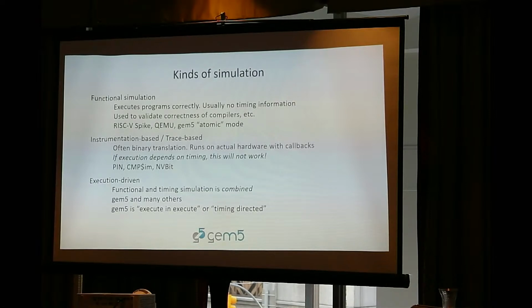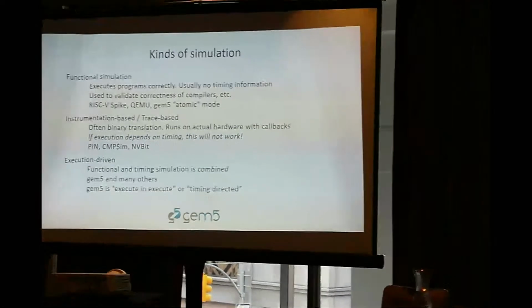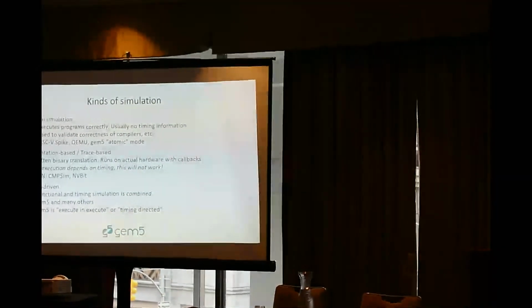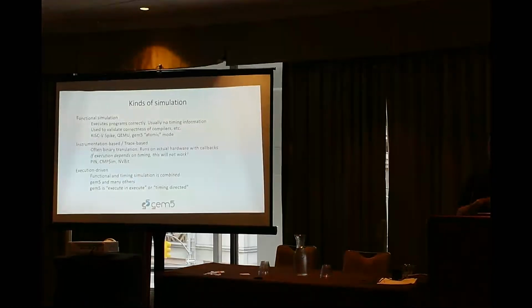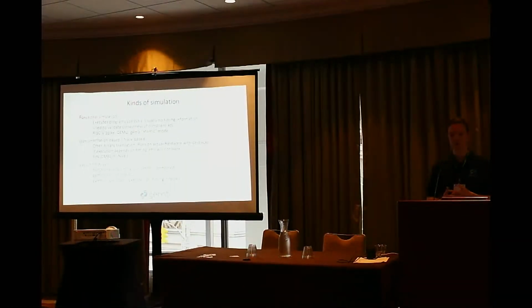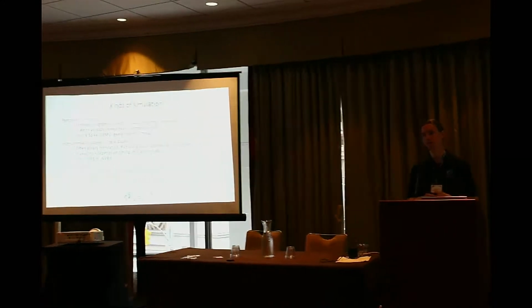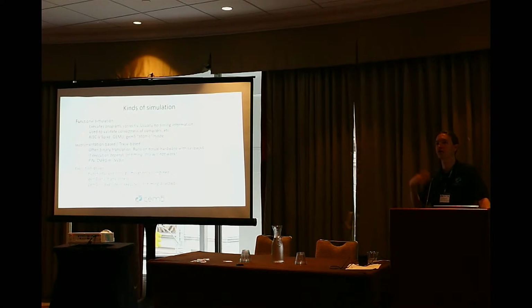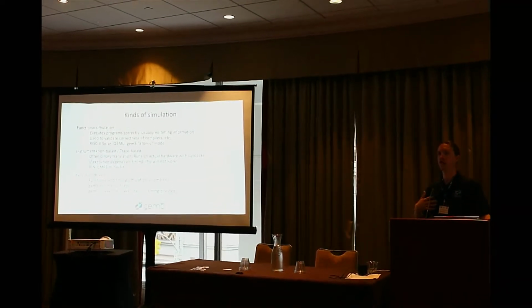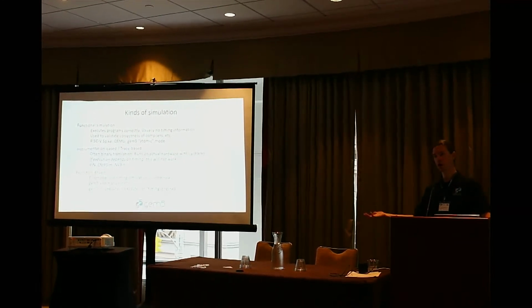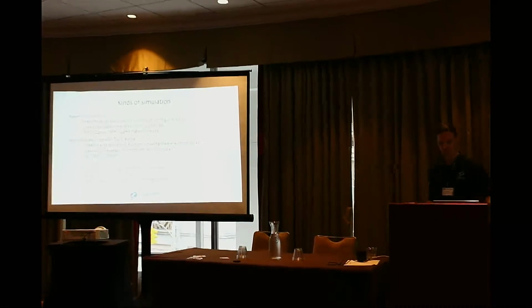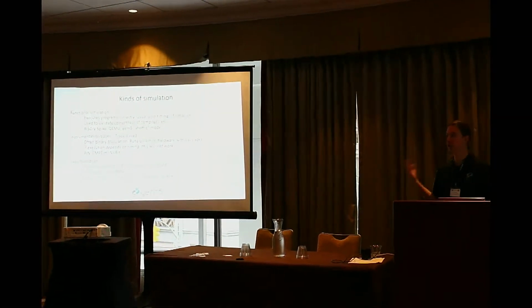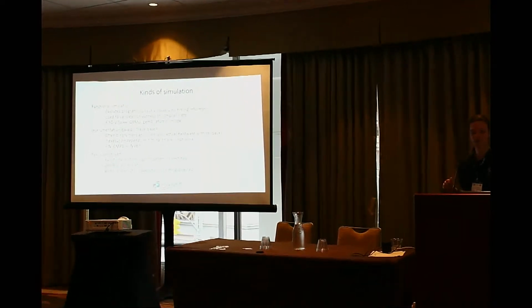There are lots of different kinds of simulation that you could use for different purposes. We'll talk some about functional simulation. In functional simulation, we are simulating programs correctly, but there's usually no timing information. A good example of this would be virtualization platforms like QEMU. This is often used to validate the correctness of compilers or new ISA extensions, but probably not very useful for evaluating the performance of some kind of new architecture. gem5 can be used as a functional simulator if you run in atomic mode.